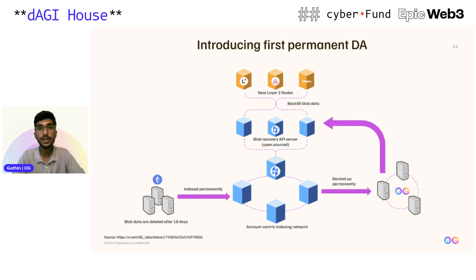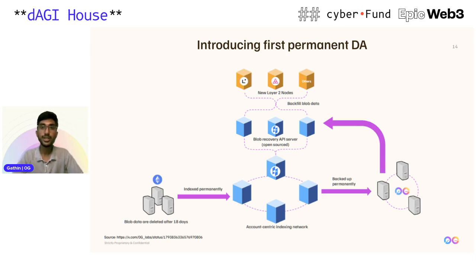Blob data is not read by the EVM. It just gets attached to the blocks, it is used to read data, and it will expire in 18 days. That is what the blob concept is about. So what we do in the zero-G chain is, if you need to store the blob data permanently or for a certain period of time, you can index it in our chain by providing a certain fee. You need not pay an upfront fee. The fee depends on how long you are storing the data, and you pay for that duration.